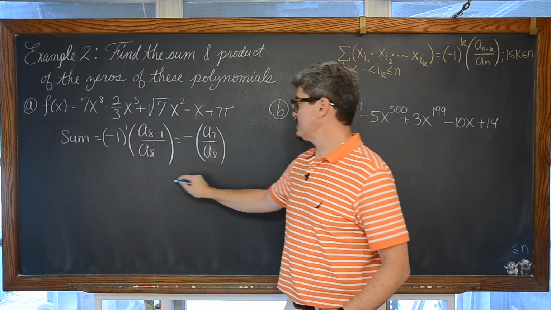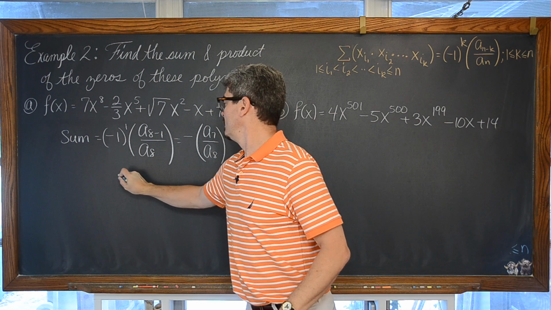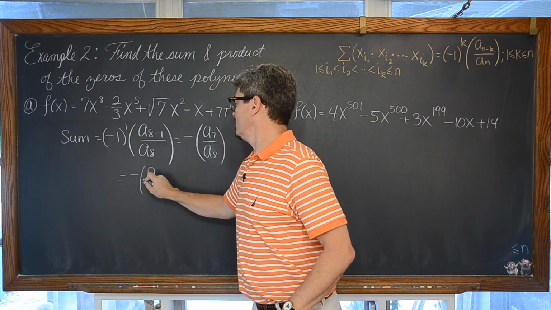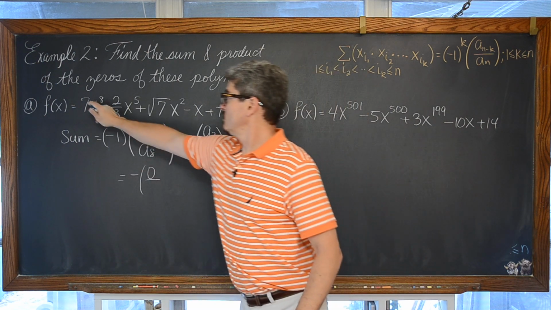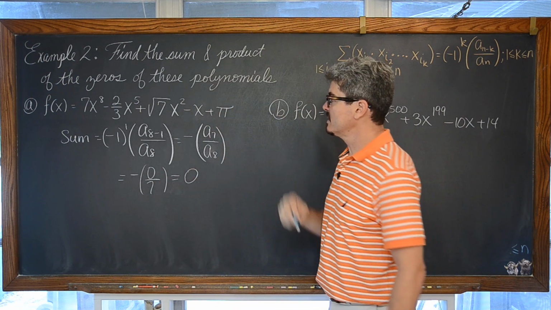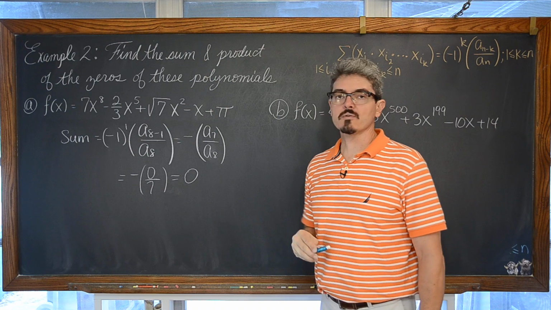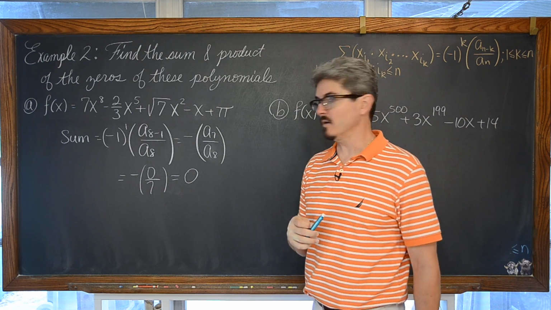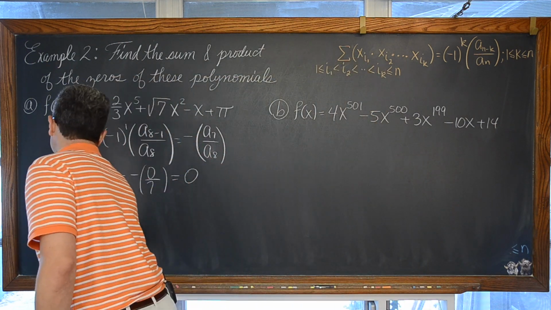So we're looking at the opposite of 0 over a sub 8, which is 7. So our final answer here is going to be equal to 0. The sum of the roots that we have for this polynomial is going to be 0. Now what about the product?